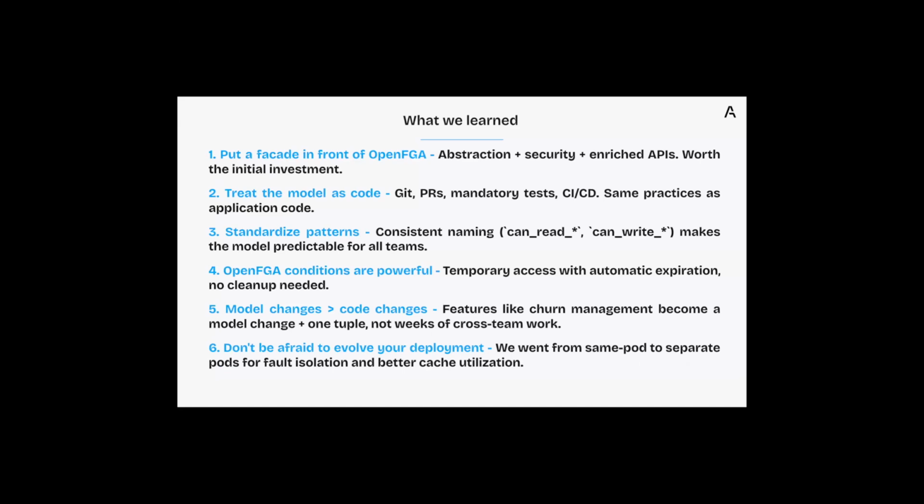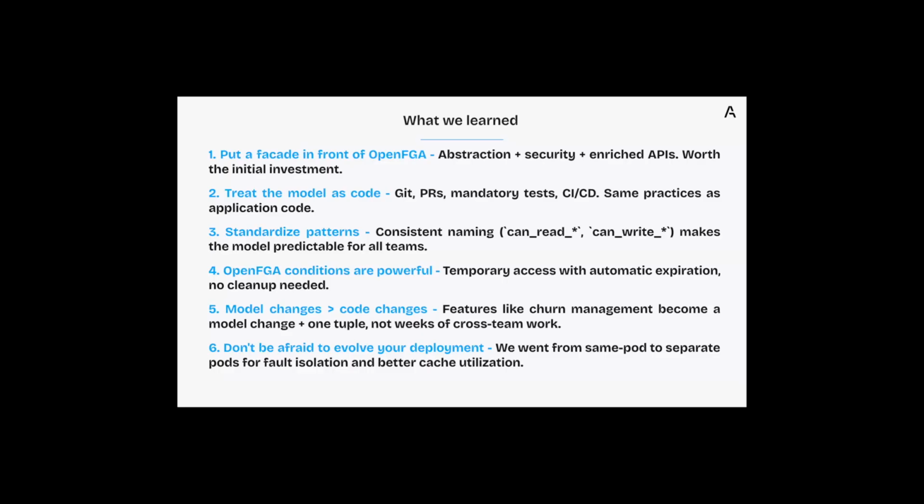So if I had to give one piece of advice, it would be, for my company and our context, it's not for everyone, but for us, it was to invest in the developer experience around OpenFGA. So the facade, the code generation, the testing pipeline, and that's what makes it possible for 15 teams to use it effectively. So yeah, treat the model as code, standardized patterns, and use OpenFGA conditions also. And yeah, model changes are better than code changes.